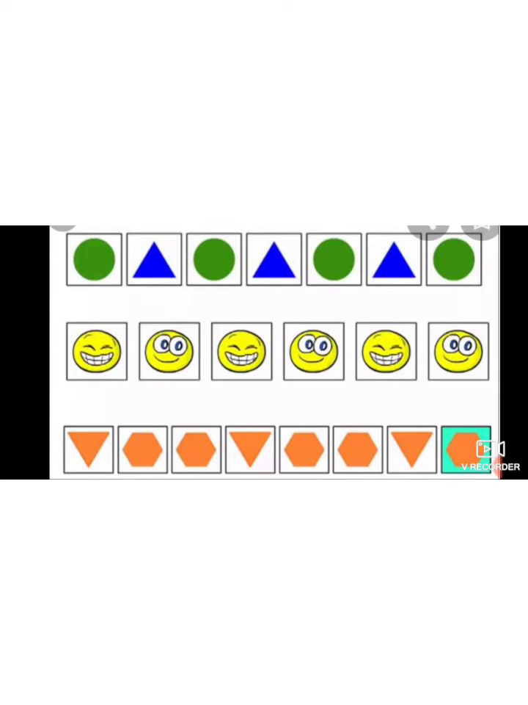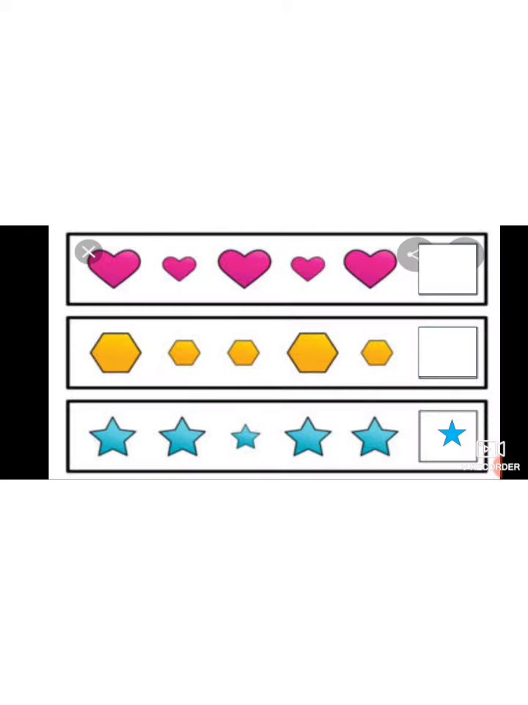Orange. Now what makes it different? The shapes. So here triangle, the next hexagon, hexagon, triangle, two hexagons, one triangle. So here only one hexagon is there. What will be the next? Another hexagon. And after that, a triangle.